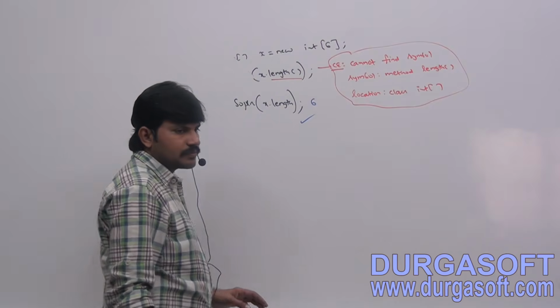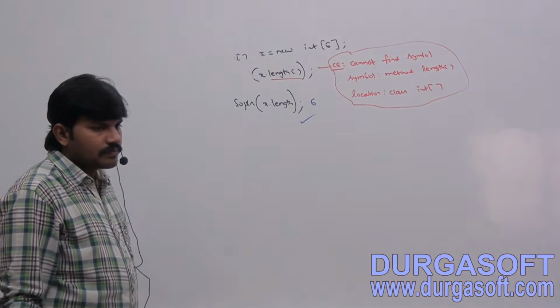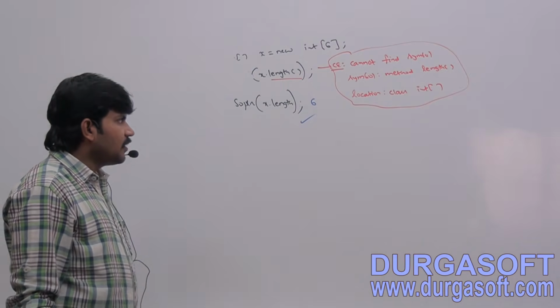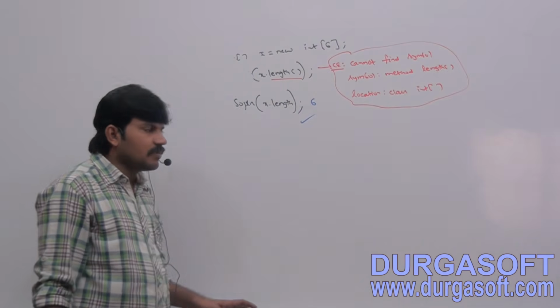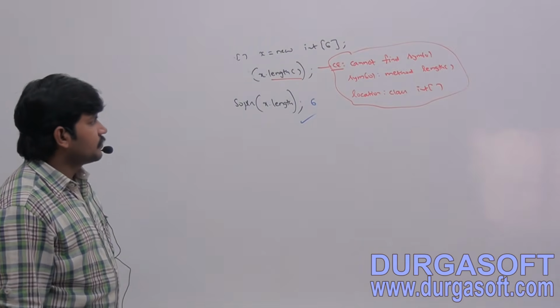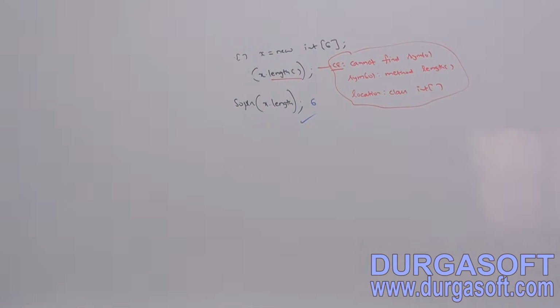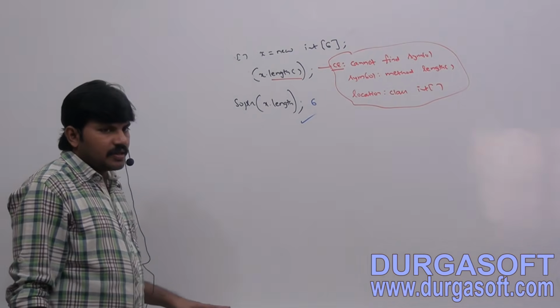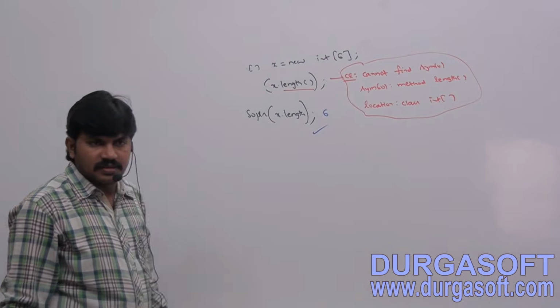Next one. There is a compile time error also: cannot find symbol. Which symbol? Method length. Location class int array. And whenever we are taking the SOP of x.length, it is perfectly valid. The answer is 6.